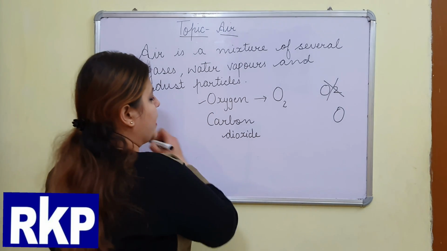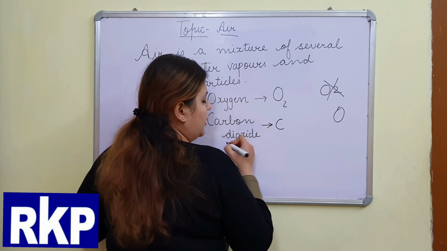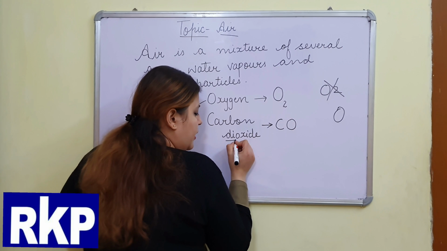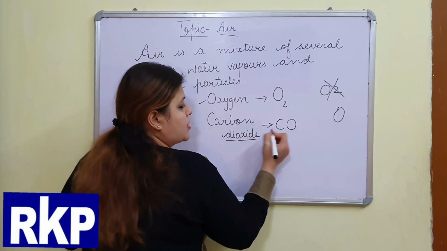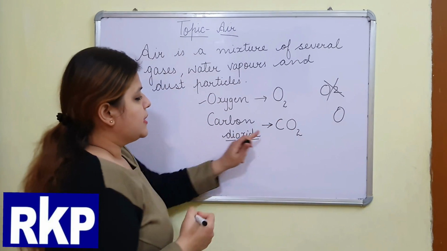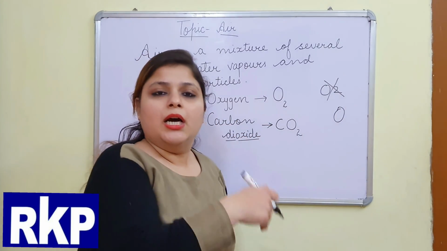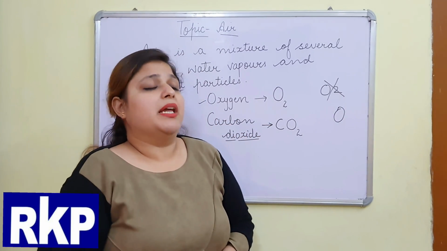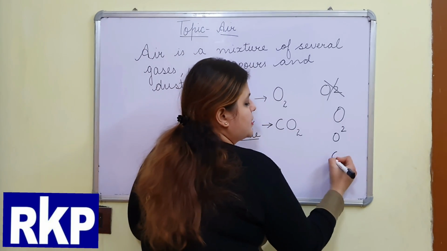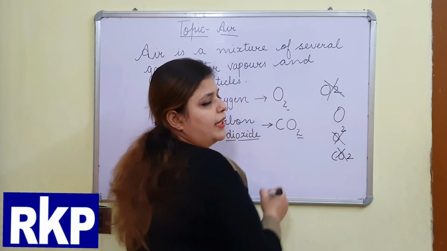Clear? Carbon dioxide gas, how to write carbon dioxide? C capital for carbon, O capital for oxygen, but here we have written dioxide. Oxide is oxygen, di means 2. So here we will write 2. C capital, O capital and 2 at the bottom. We have done this topic earlier also and I have seen many times you are writing it wrong. Some students write it in other ways. This is totally wrong. The 2 will always come at the bottom.